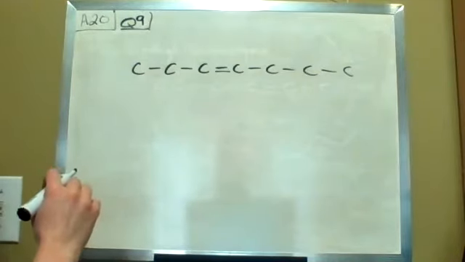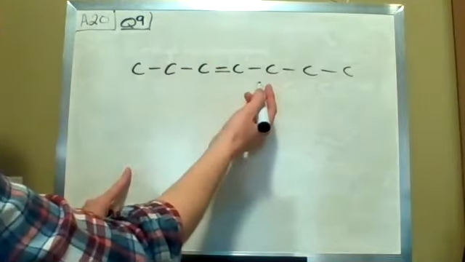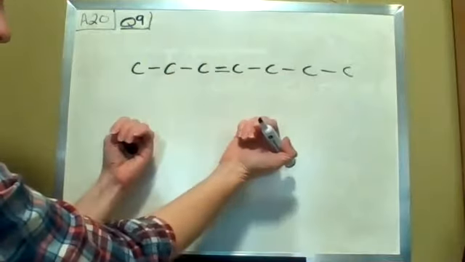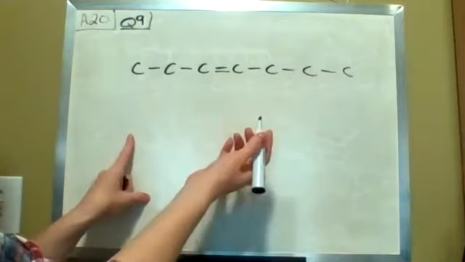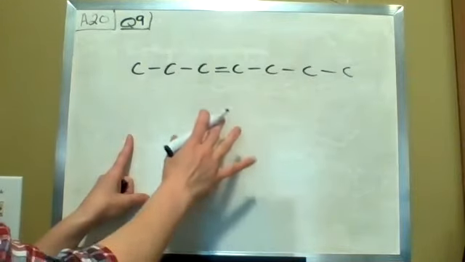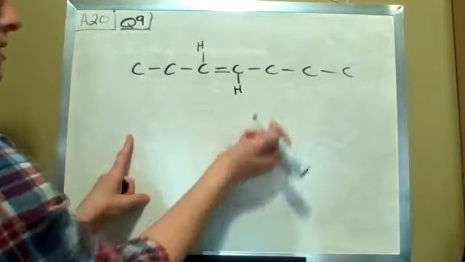So remember, cis and trans means that both large groups on either side of the double bond are found either on the same side or on opposite sides. Okay? So in this case here, I'm going to draw the trans version first. I'm going to put these extra H's like that.